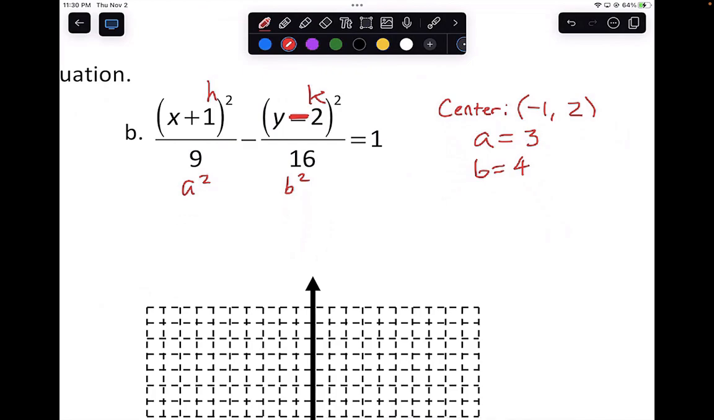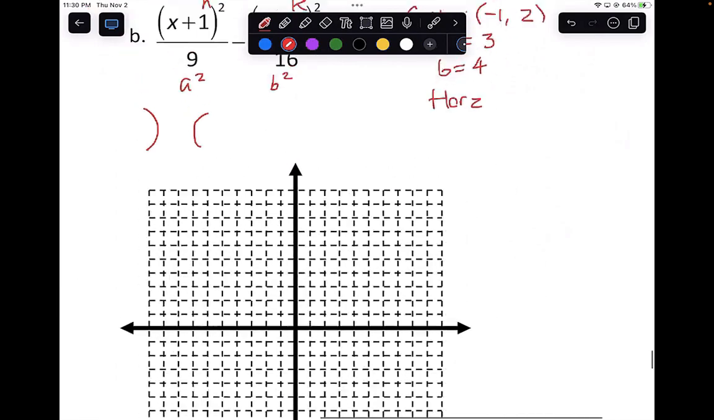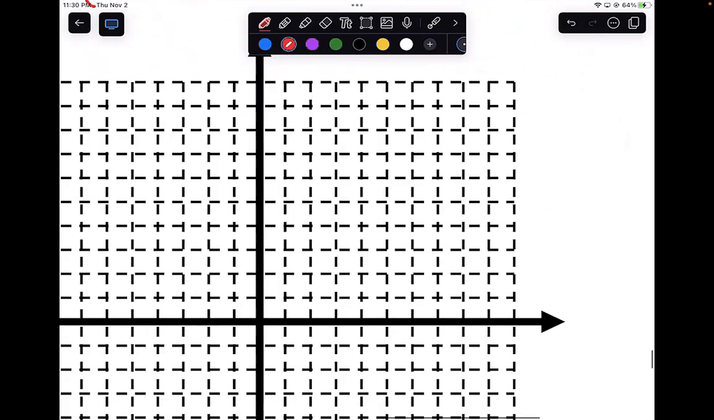Last thing we need to figure out is which way it opens. If x comes first, it's got to be a horizontal opening one right here. It'll kind of look like this eventually, opening horizontally. So when we do our a value, a is going to go horizontally. We're going to go left and right 3, and those are going to be where the vertices are. So let's go ahead and start here. We'll go to -1, positive 2.